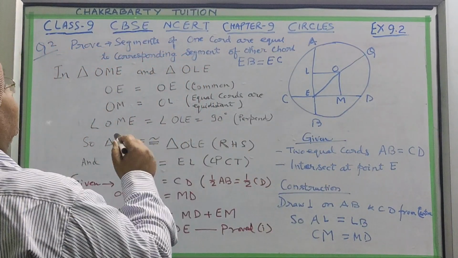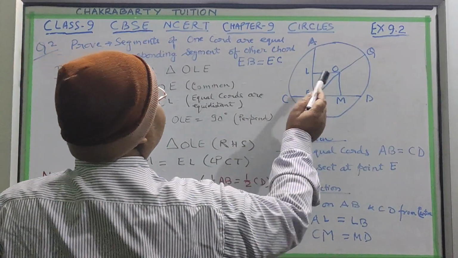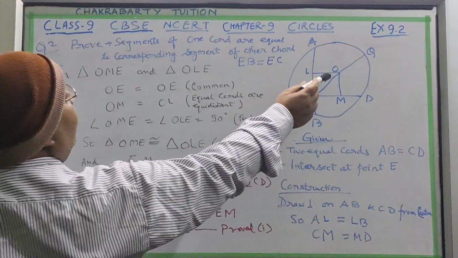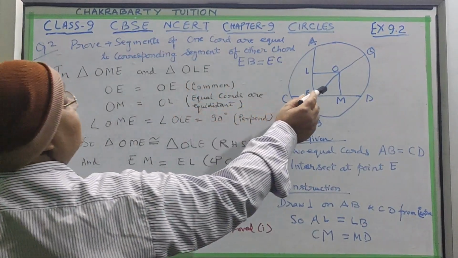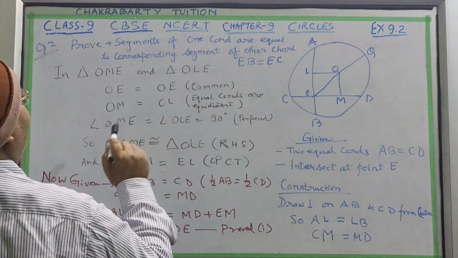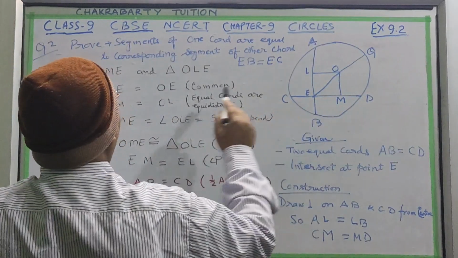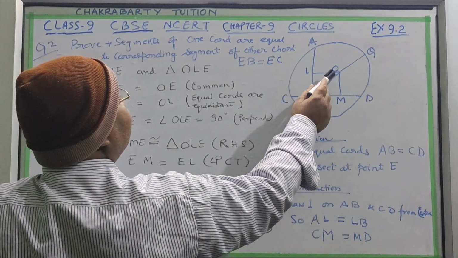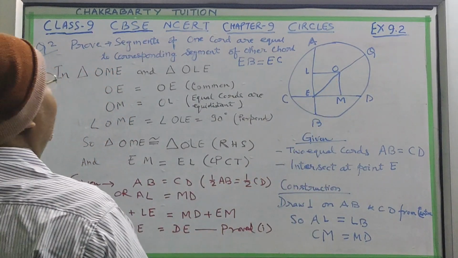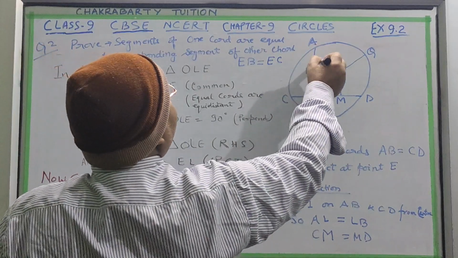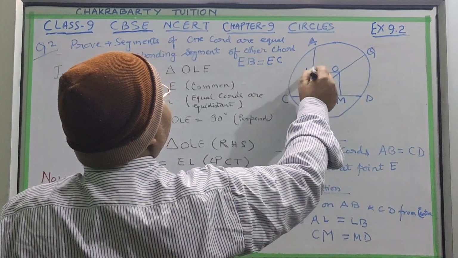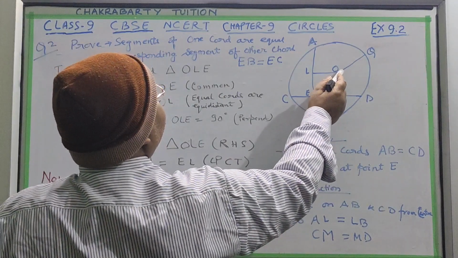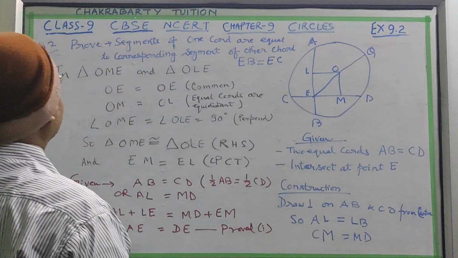Now we are going to prove this triangle and this triangle congruent in the circle. We take triangle OME and triangle OLE. OE is the common line, and OL and OM will be equal. Why equal? Because equal chords are equidistant from the center. The center is O, so LO and OM will be equal, because chords AB and CD are equal, so they are equidistant from the center. It is also a theorem.